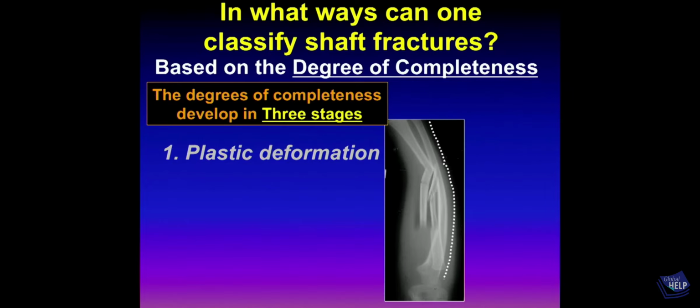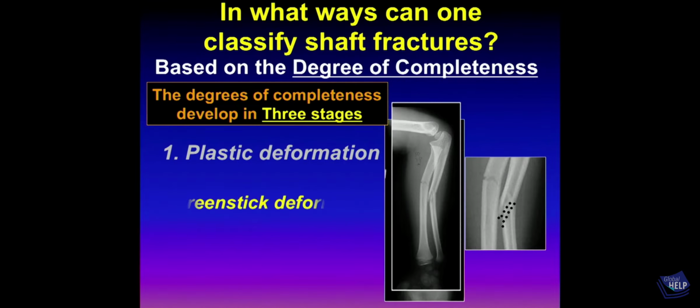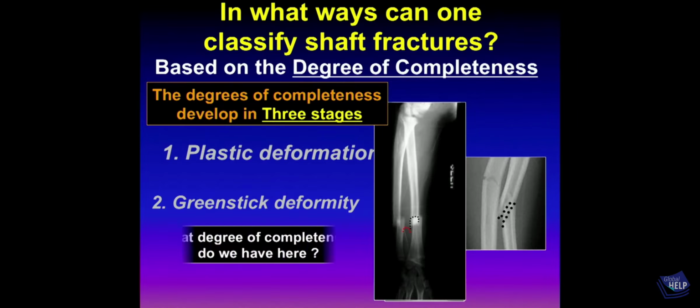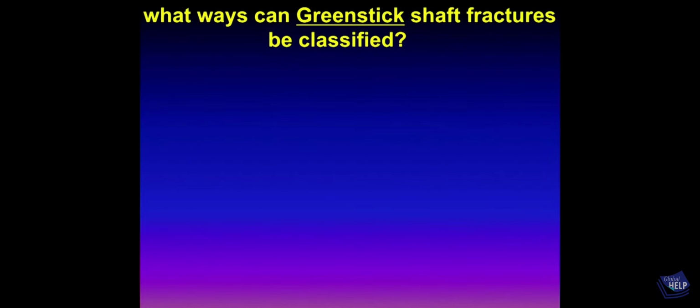What's the next? What's this one here? Partial, or green stick? Yes, that's a green stick fracture. It's just partial. And finally, if you have enough force, what's the degree of completeness we have here? It's complete. Bicortical. Both of them are complete. You can have one complete fracture. So you have to take that into account in the discussion: what's the completeness, plus what is the deformity that the patient has, and where it is in the shaft.